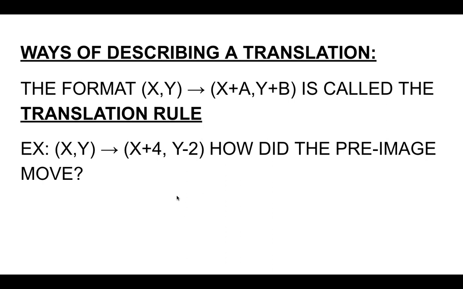We call this, the fact that I'm showing it as x comma y and then an arrow that transforms to x plus a, y plus b, that's called your translation rule. So whenever we write it in this format, that's giving you the rule of the translation. So here I have this example of a translation rule of x comma y transformed to x plus 4 comma y minus 2. That means that for my image, I'm going to move every point to the right 4 units because I'm adding 4. And then I'm going to move every point down 2 units because it's subtracting 2. So I'm going to shift down 2 units and then shift to the right 4 units.